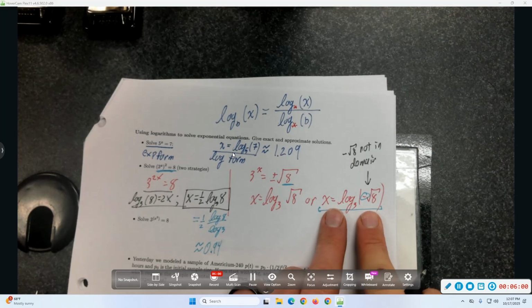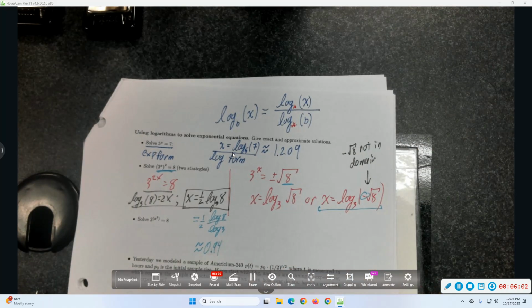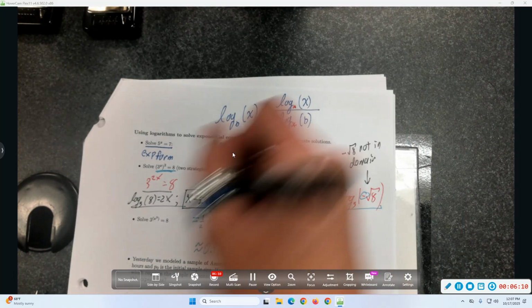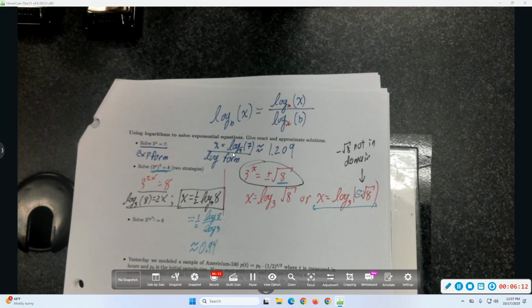So that answer is not actually an answer. I guess it is telling you that there's something like imaginary going on there. But let's backtrack even further. That's 3 to the x equals plus or minus root 8. Is 3 to the x ever equal to the negative square root of 8? Nah, 3 to the x can only be positive.